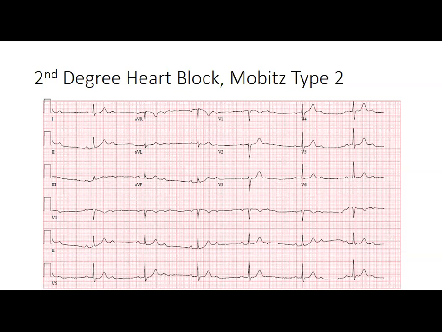You can have a pattern in that maybe every other one is conducted, like this one seems to be implying, but it doesn't have to have a pattern.